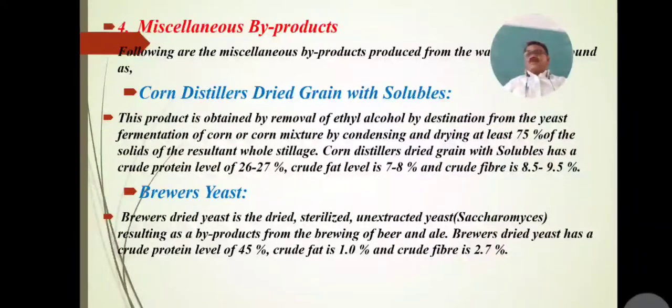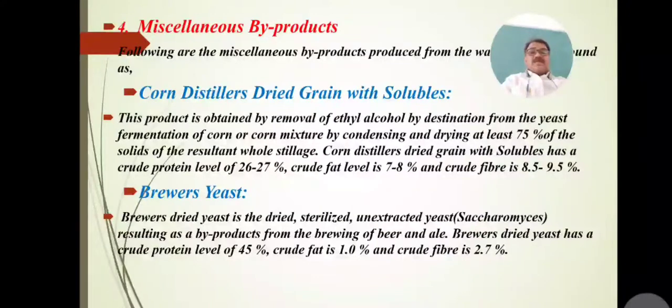The second miscellaneous byproduct is brewer's yeast. Brewer's dried yeast is the dried, sterilized, unextracted yeast, Saccharomyces, formed as a byproduct from the brewing of beer and ale. This byproduct is called brewer's yeast.